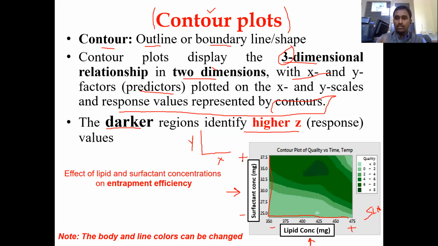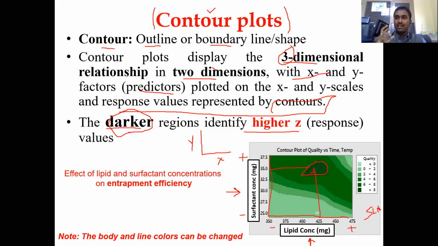Now they want to know where the size is more. They said the darker the region, the more the value is. For suppose here, where is the darker region? Here. The darker the region, the more the value. Here the value is nothing but the response which they want to determine, which is the size of the nanoparticle formed. So approximately at 425 mg of lipid and 35 mg of surfactant, you are getting bigger size particles, as big as is possible through the experiment.